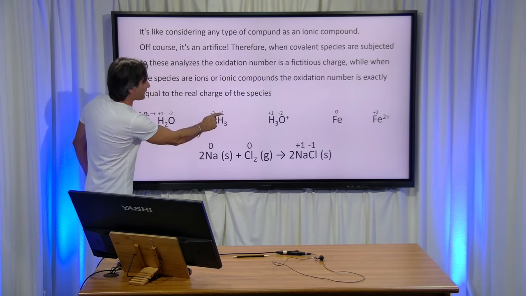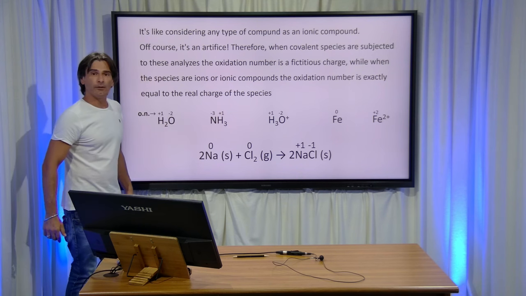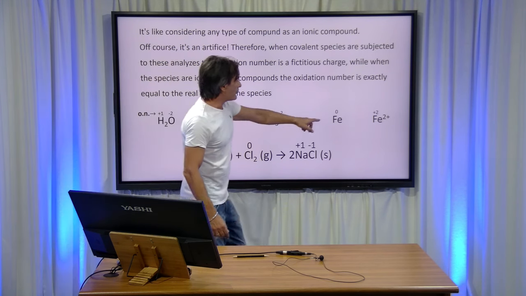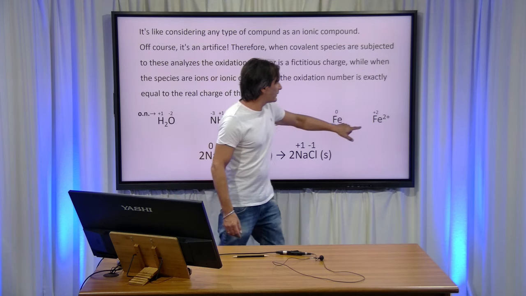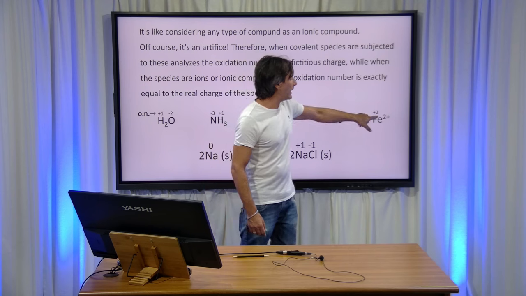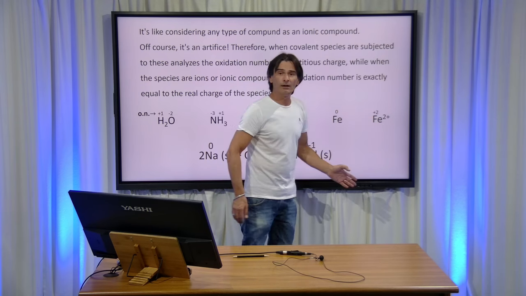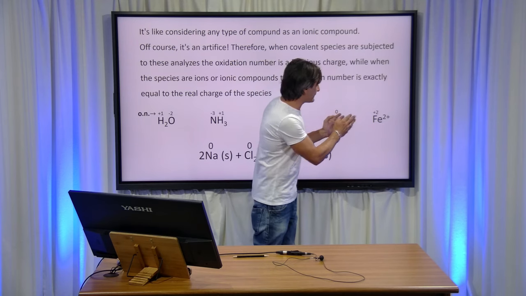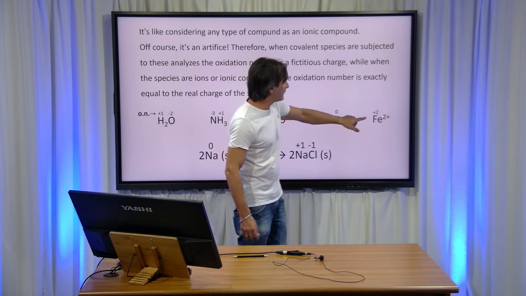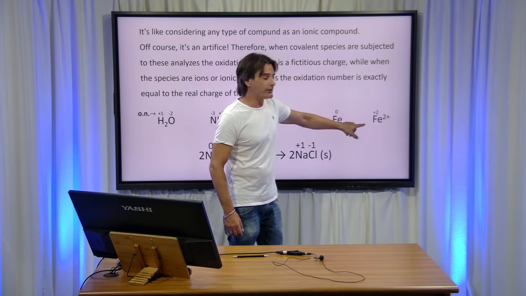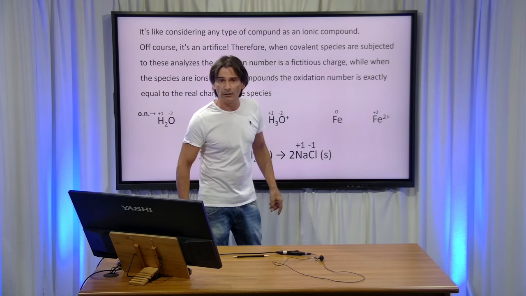3 multiplying plus 1, minus 3 equals 0. Here we have an isolated atom, zero. Here we have a monoatomic ion, in this case a cation, precisely a ferrous ion. In this case, the oxidation number is exactly equal to the charge of the ion.